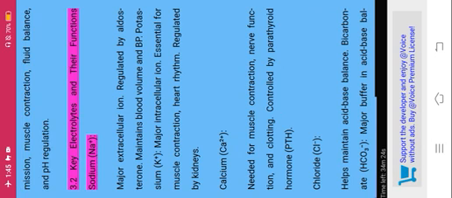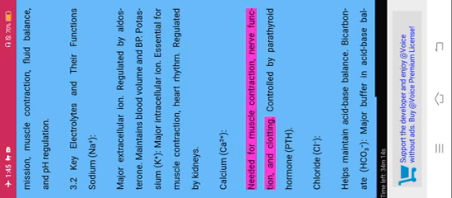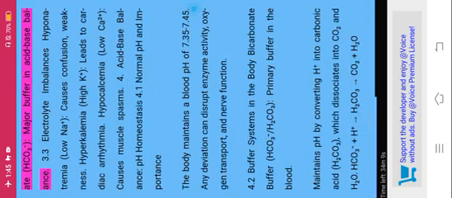3.2 Key electrolytes and their function. Sodium, Na: major extracellular ion, regulated by aldosterone, maintains blood volume and BP. Potassium, K: major intracellular ion, essential for muscle contraction and heart rhythm, regulated by kidneys. Calcium, Ca2+: needed for muscle contraction, nerve function, and clotting, controlled by parathyroid hormone, PTH. Chloride, Cl: helps maintain acid-base balance. Bicarbonate, HCO3: major buffer in acid-base balance.